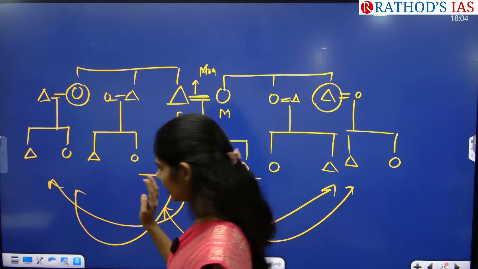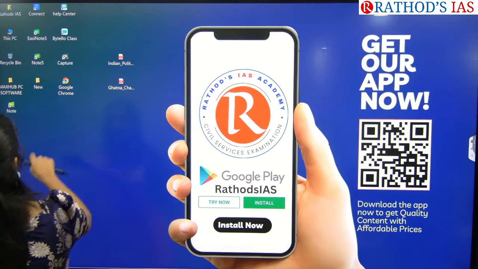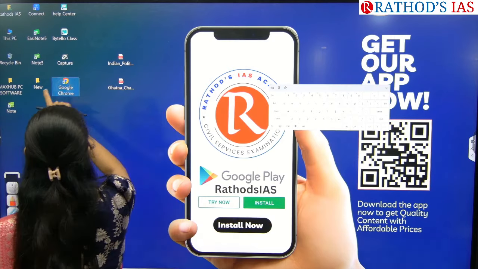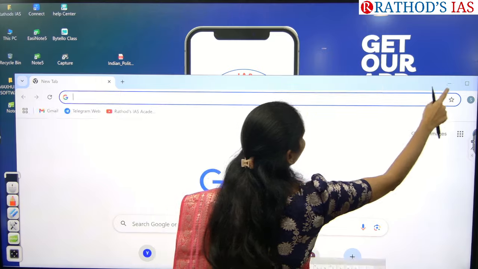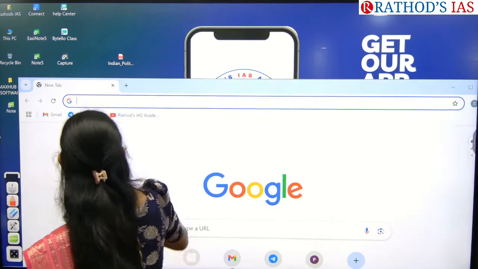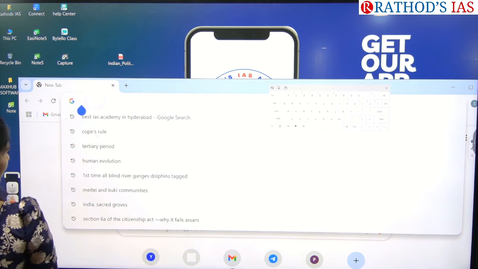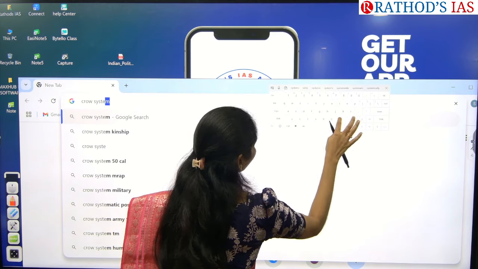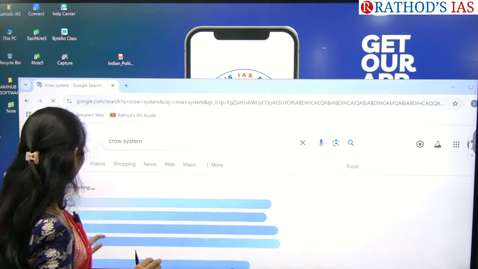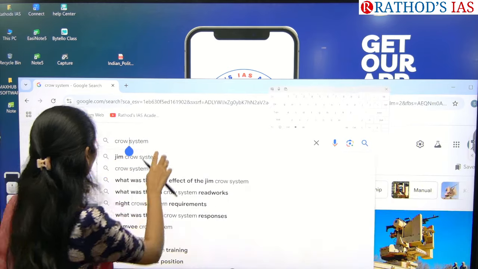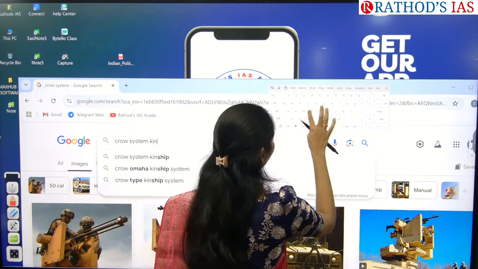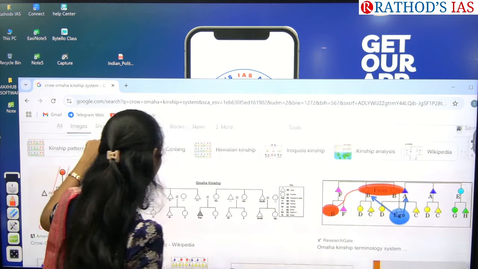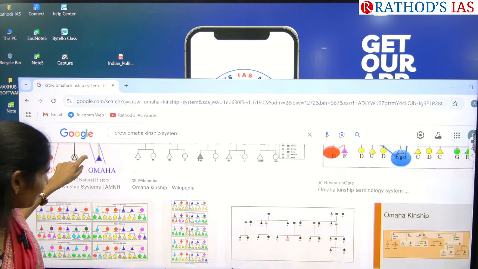Okay, so we have 6 types. I will give you one example. Okay, let us see the Crow system. So you will be drawing this kind of diagrams.